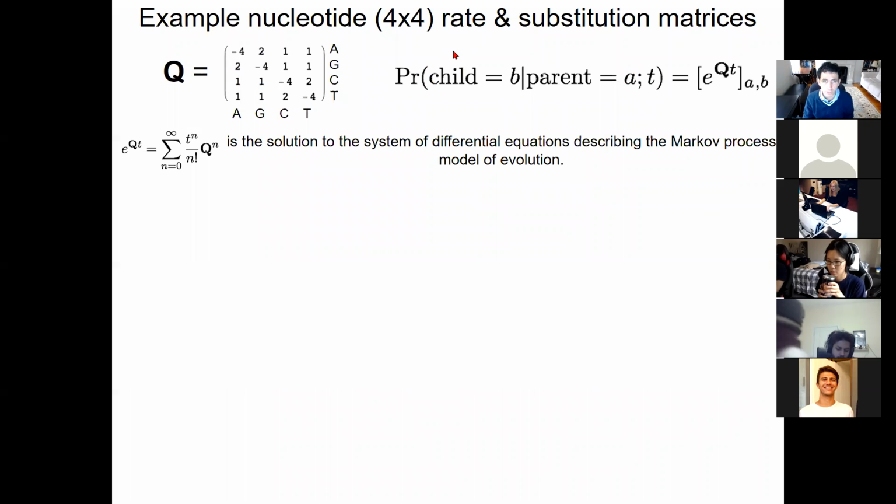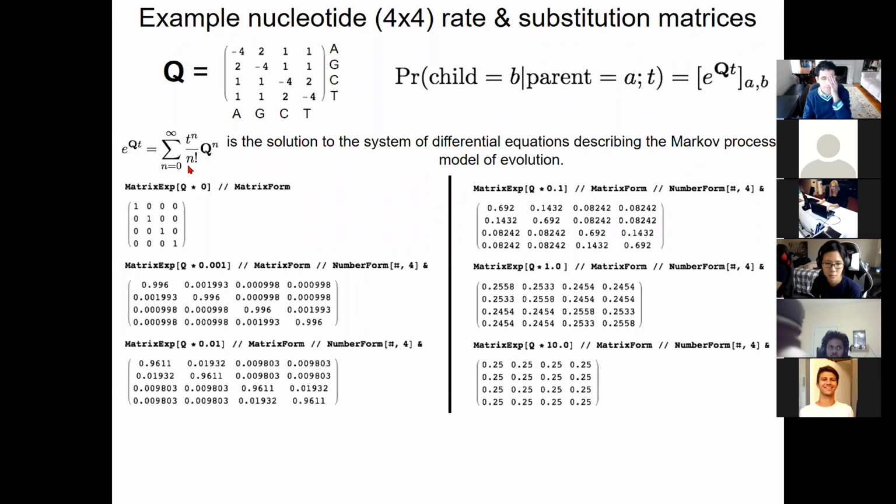So here's an example of a 4x4 substitution matrix and rate of substitution. Basically here we have this 4x4 matrix that tells us with what probability, or what is the score with which, each of these nucleotides is replaced by another nucleotide. And that is basically this e to the Qt, which is effectively the solution to the system of differential equations describing this Markov process model of evolution over time, where we're multiplying this matrix by a particular time that has elapsed.